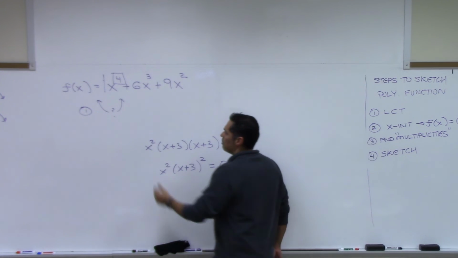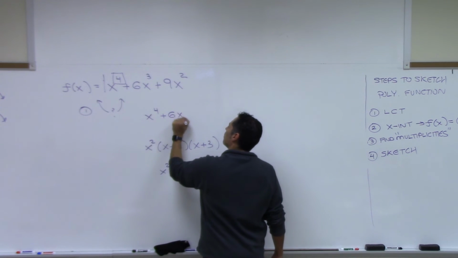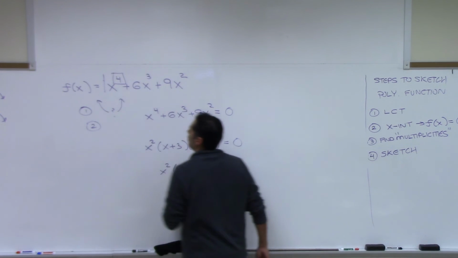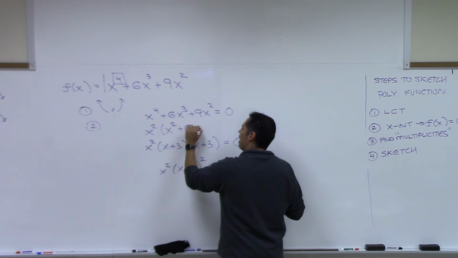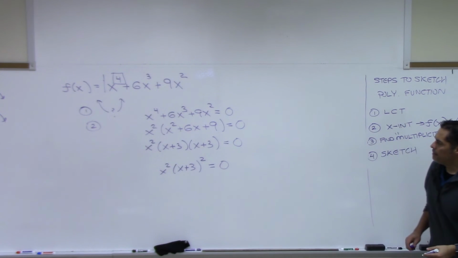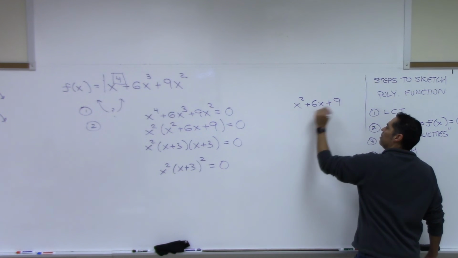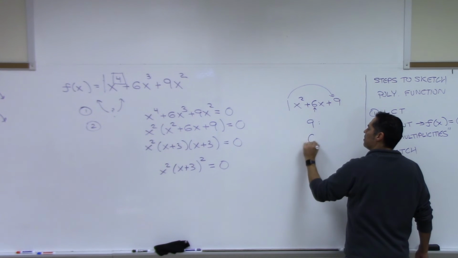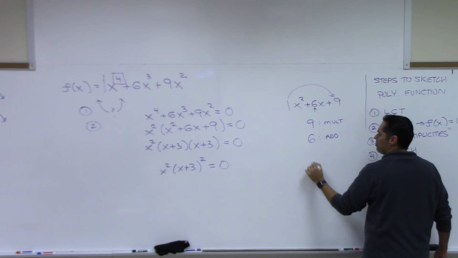When you set this thing equal to zero, this is second step, x-intercepts. You factor out an x squared, and you're left with x squared plus 6x plus 9 equals 0. Is that okay? Factoring the x squared plus 6x plus 9, you look at the number in the front, times that's 9, and then the number here, that's 6. You need two numbers that multiply to be 9, but add up to be 6. Those two numbers are 3 and 3.